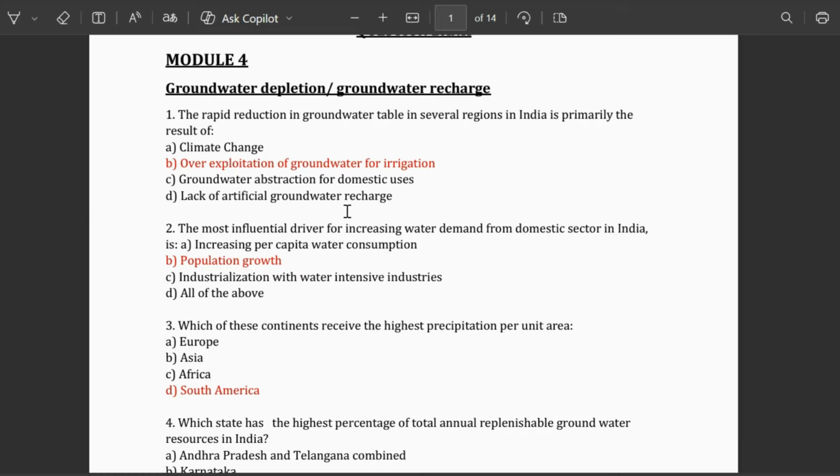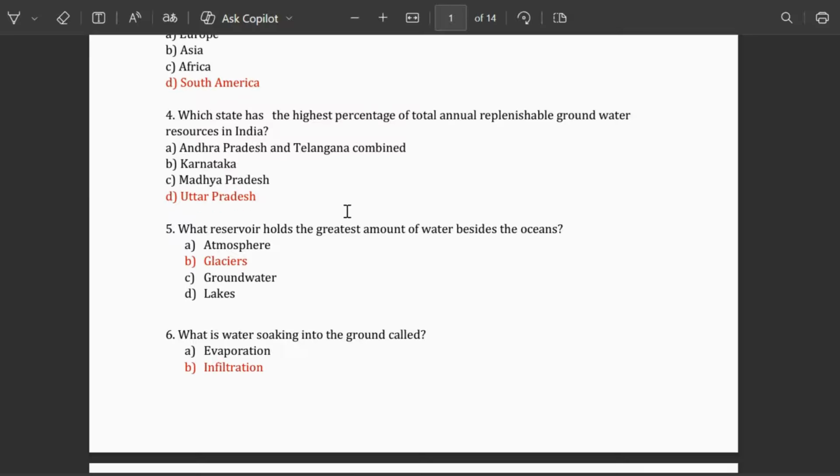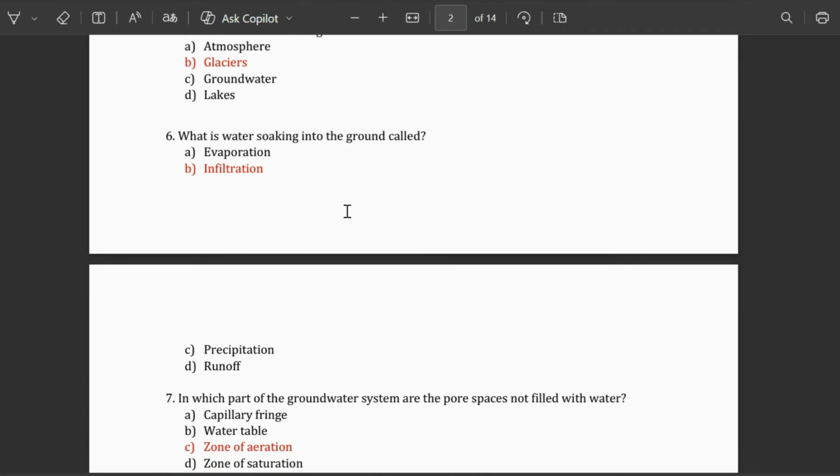The most influential driver for increasing the water demand from the domestic sector in India is population growth. Which of the following continents receives the highest precipitation per unit area? South America. Which state has the highest percentage of the total annual replenishable groundwater resources in India? Uttar Pradesh. What reservoir holds the greatest amount of water? The ocean, glaciers. What is the water soaked into the ground called?